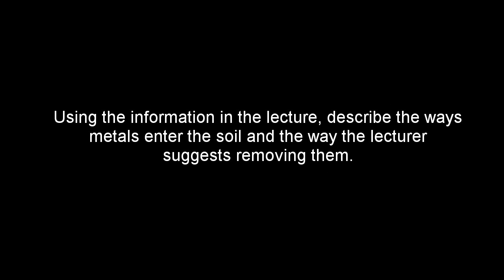Using the information in the lecture, describe the ways metals enter the soil and the way the lecturer suggests removing them.